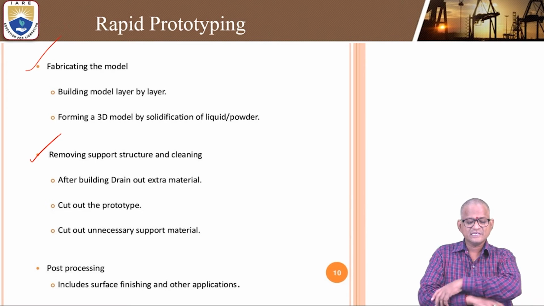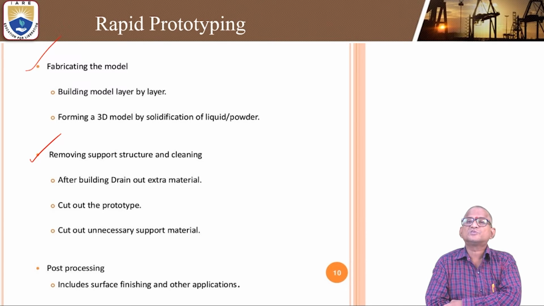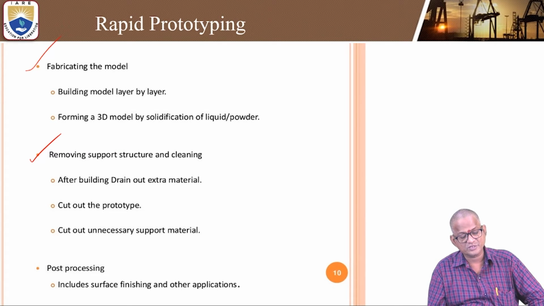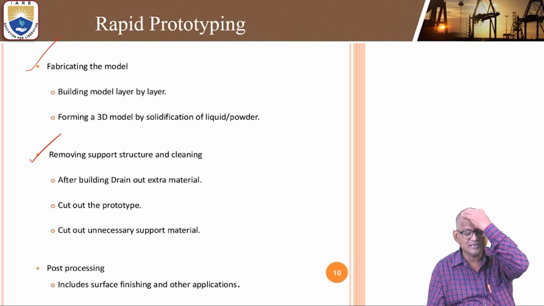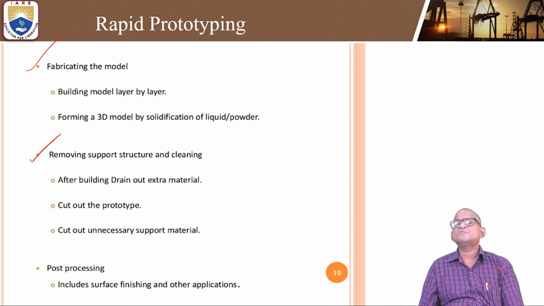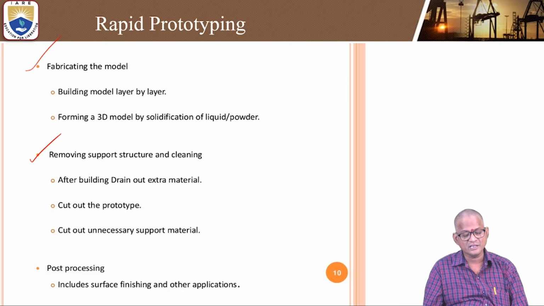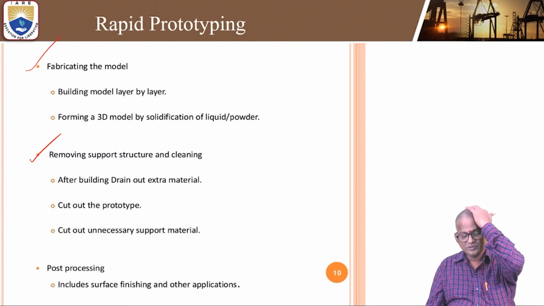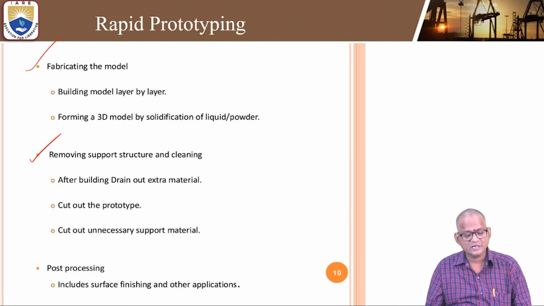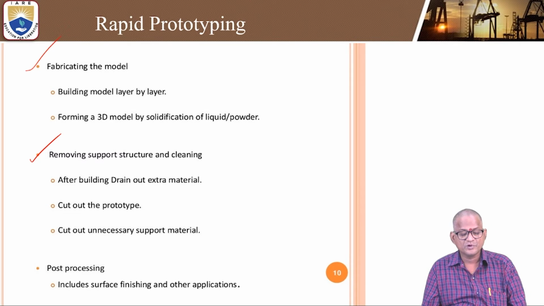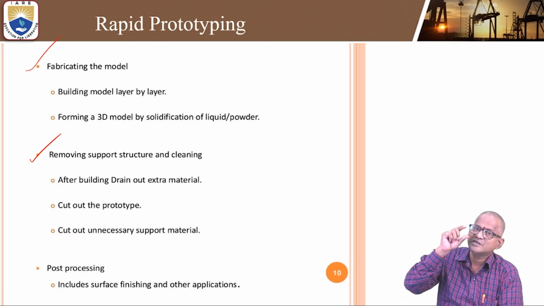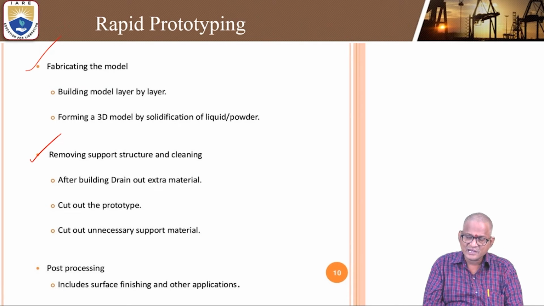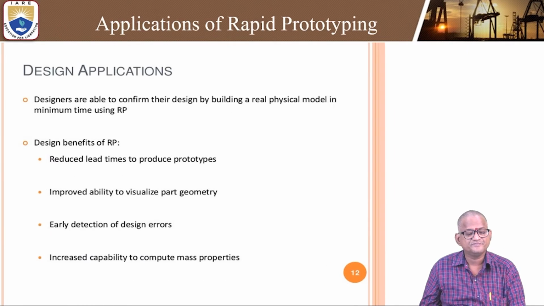We should remove the extra material and cut out the prototype. Then you can cut out the prototype and the unnecessary support material. You remove all the unnecessary extra material, and then you can go for post processing. Post processing can be done, which includes surface finishing and other applications.